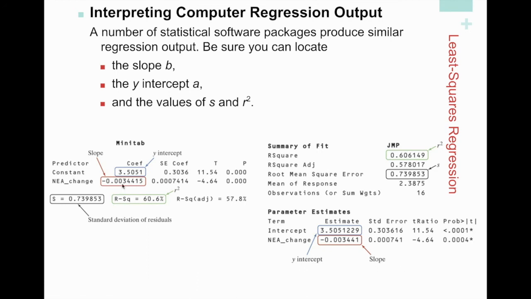Okay, then your coefficient of x, that's the number right next to x, modifying x, that is your slope. So it's negative 0.00344415. This is the standard error of this slope, the standard error of that coefficient. This is the standard error of the y-intercept.